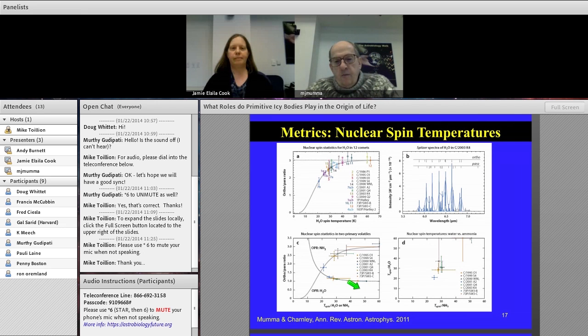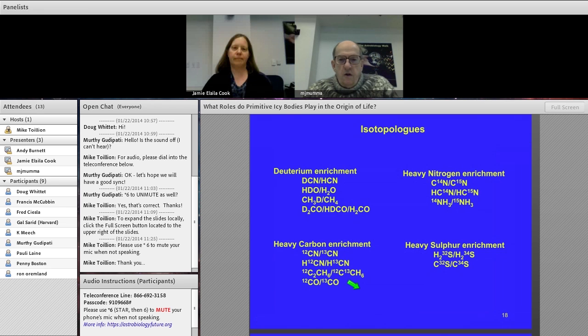But if you take the spin temperatures and compare them one with another in these two species within a given comet, what's remarkable is that they clump in a very narrow region of this space. And so this tells you that these independent molecular species are registering the same nuclear spin temperature, even though their chemistries are significantly different. And we think that's a very important clue to the formation mechanism.